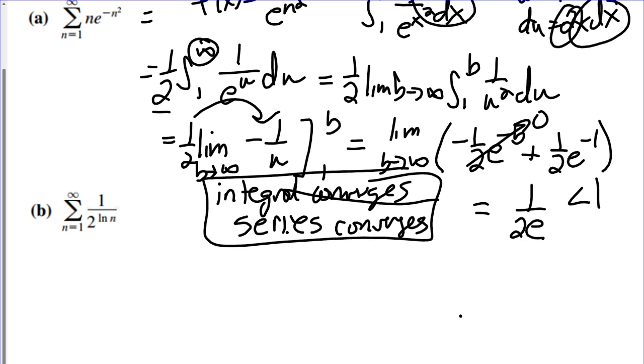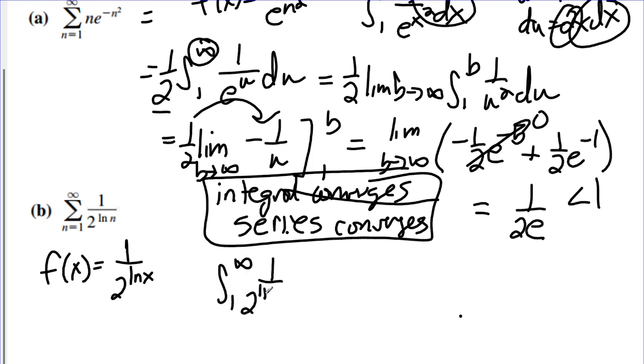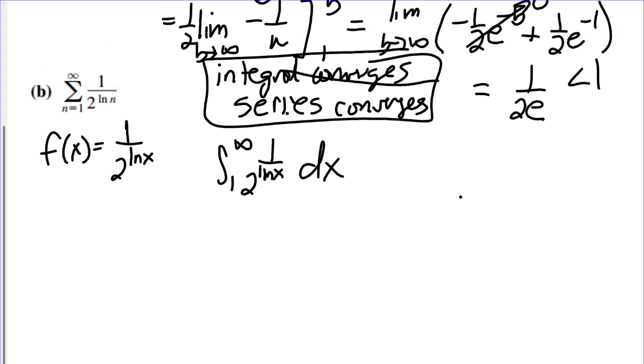Part B, we're going to evaluate the series from n equals 1 to infinity of 1 over 2 to the ln n. So again here, our function, f of x, then will equal 1 over 2 to the ln of x. So we're going to rewrite this as an integral. So we're going to want to find the integral from 1 to infinity of 1 over 2 to the ln of x dx. Here we're not going to do u substitution. We're going to do a change of variable just to make this work a little bit better.